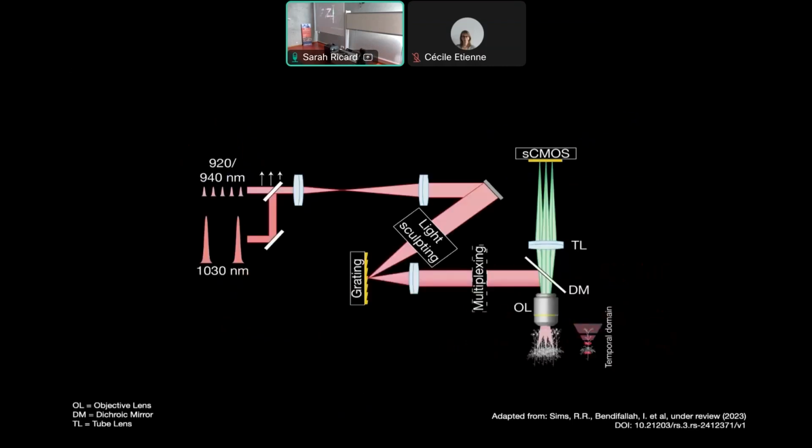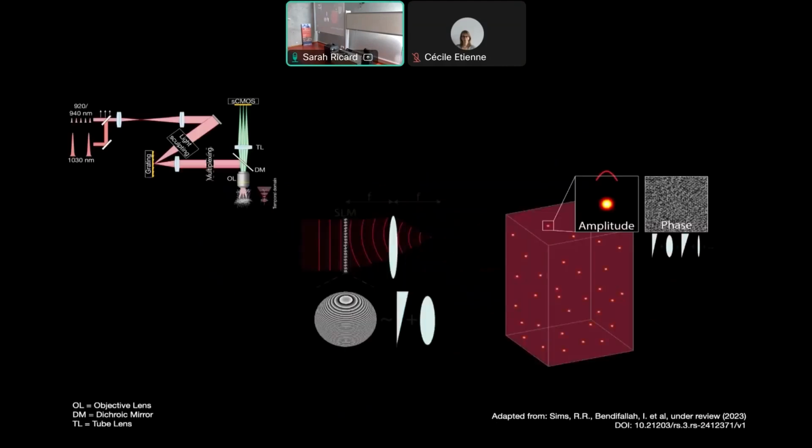So this is what a typical microscope looks like. The first stage is the light sculpting. This is usually with the SLM that we use to perform computer-generated holography. And then we usually have, so here's a grating for temporal focusing. And then we also usually have a second SLM in order to perform multiplexing. On the second SLM, we basically generate a phase pattern that sends light to the neurons that we want.